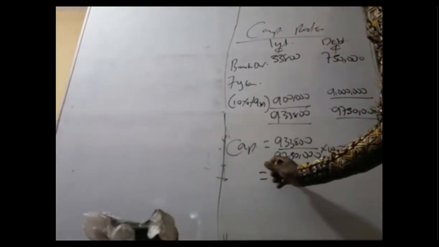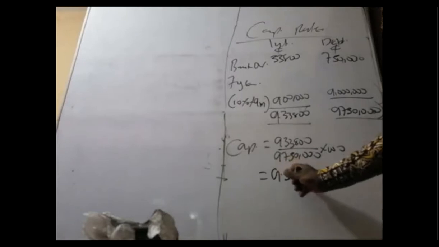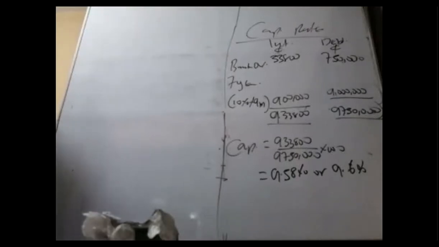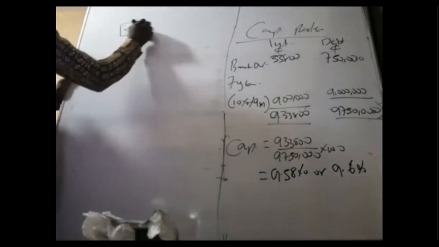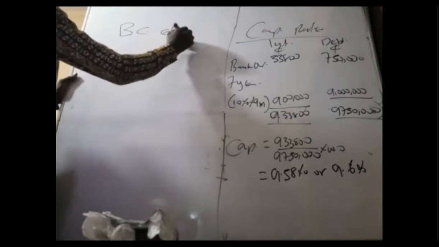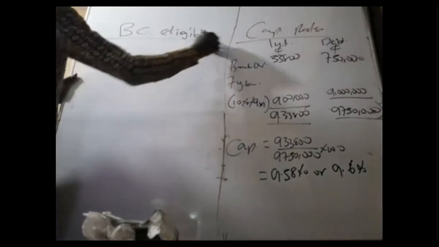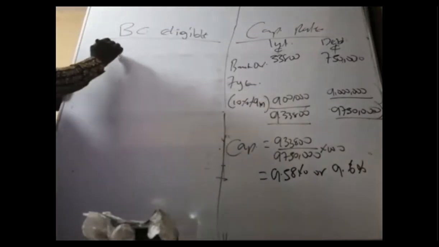So here, let me make it 9.58% or 9.6%. Let's go. So calculation of borrowing costs eligible for capitalization. Here I'll start from the specific borrowing first and enter into the general flow of funds. So right here, solution: borrowing costs eligible for capitalization. I'll start with the specific borrowing first.